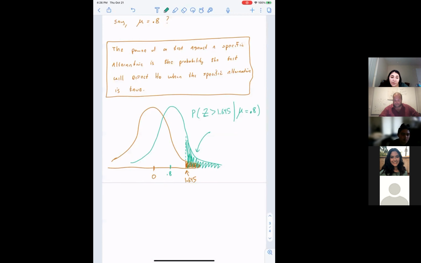How did you get 1.645? 1.645 is the 5% cutoff. Because remember, alpha was 0.05, right? So if alpha is 0.05, that means if I get a result that has a less than 5% chance of occurring, that's when I'm going to reject the null hypothesis. Well, less than 5% means it's on the far right 5%. So I went to my calculator and I plugged in what value cuts off 5%, and my calculator gave me 1.645. Okay.